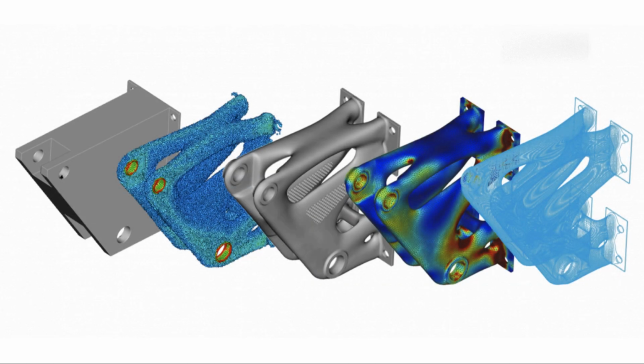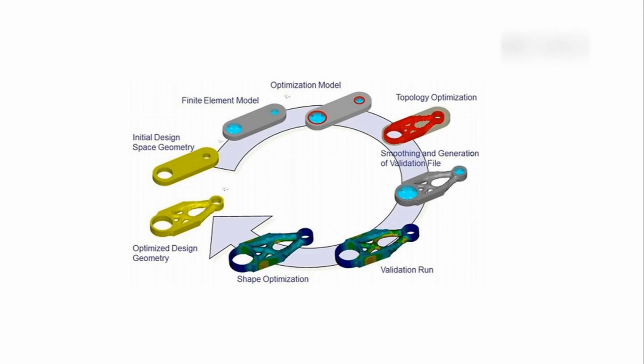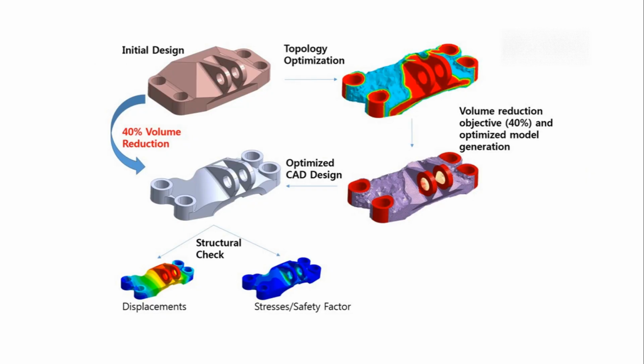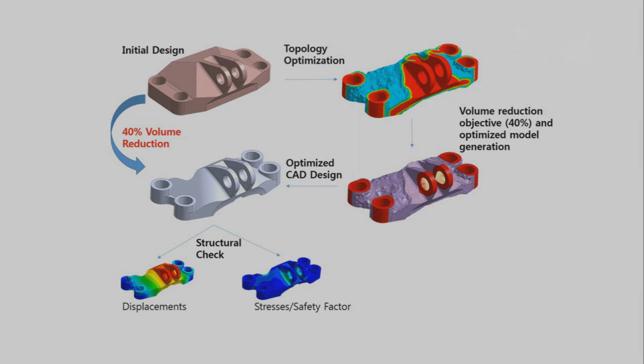Traditional topology optimization methods rely heavily on finite element analysis, FEA, and iterative solvers, which are computationally expensive and time-consuming. ML models, especially deep learning algorithms, can learn from previous optimization results and predict optimal material layouts much faster, reducing the need for repeated simulations. Some studies report speed-ups of up to 30 times compared to traditional methods.